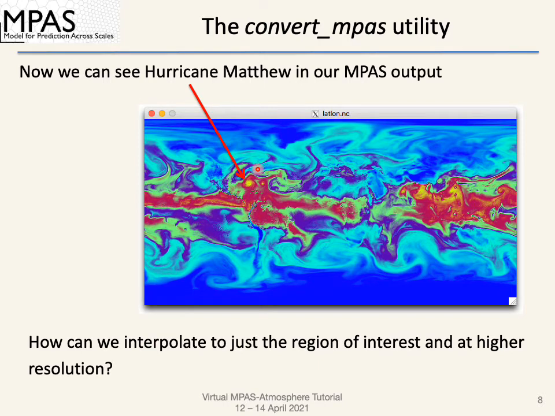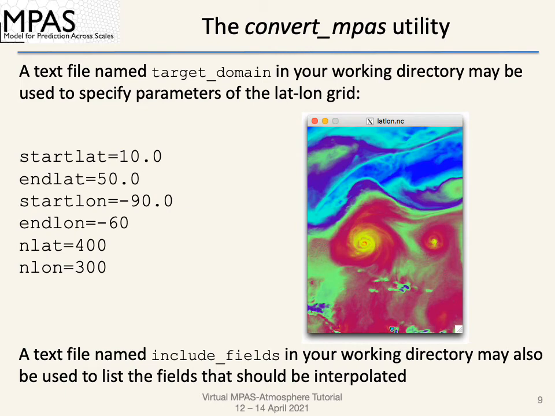But let's say that this was a fairly high-resolution simulation, and we'd like to see more detail about the structure of the hurricane in the interpolated fields. And you might find yourself getting your face closer and closer to the screen trying to look at the structure there. But a much easier thing is to just interpolate to a single region of interest at higher resolution using the Convert MPAS utility.